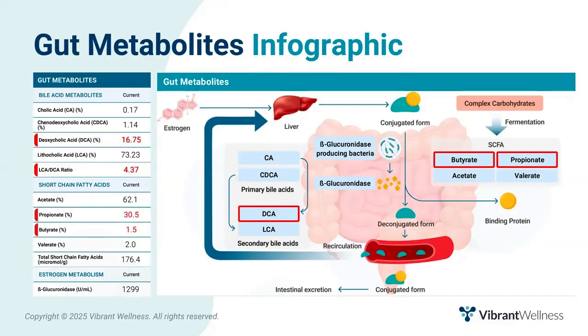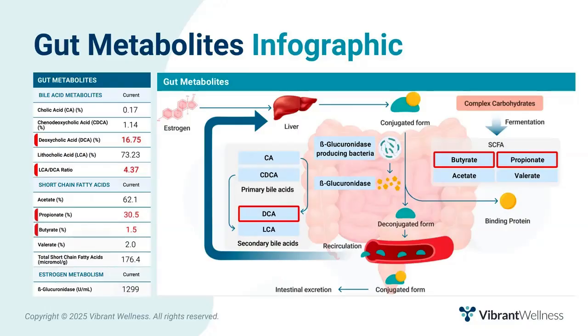The next section of the gut zoomer is the gut metabolites infographic. This image helps explain three concepts. 1. It shows how overgrowth of beta-glucuronidase-producing bacteria can result in high levels of beta-glucuronidase in the gut, which can then deconjugate toxins and hormones, often resulting in increased circulation and reduced intestinal excretion.